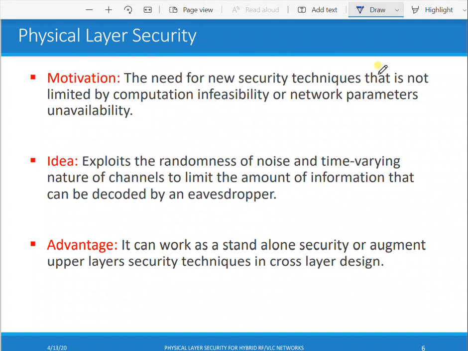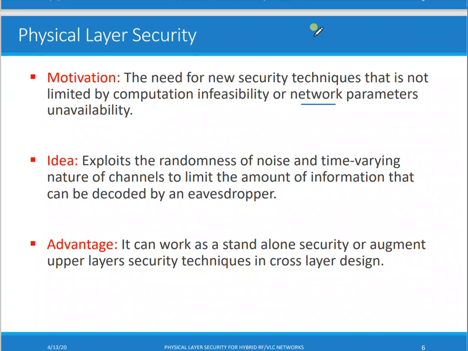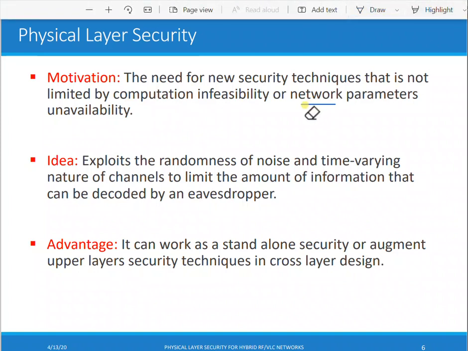طيب هلا عندنا ال physical layer security, so it's motivated by the need for a new security technique that is not limited by computation infeasibility or network parameters and availability. يعني الأولى ال computation infeasibility high, it's limited, the cryptography is limited by this, and the CDMA security that it provides is limited by the network parameters and availability.